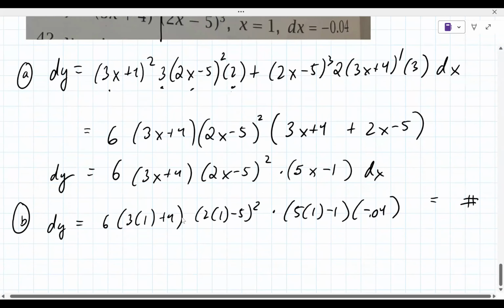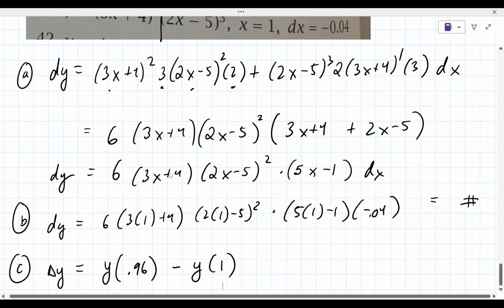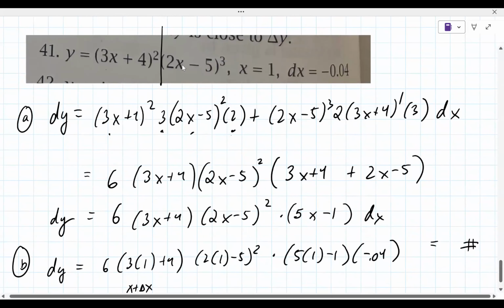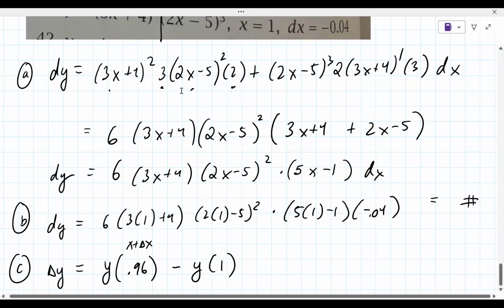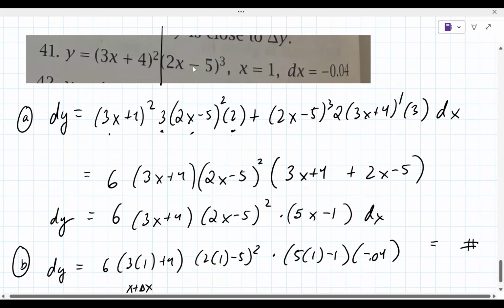Part C is to find delta y, which is going to be y of 0.96 minus y of 1. It's x plus delta x. It happens to be negative, so that's why it got smaller. So you have to put 0.96 and 1 back into that, and then subtract. Wait, we're plugging it into the dy, not the regular equation? The original. Okay. Yeah.